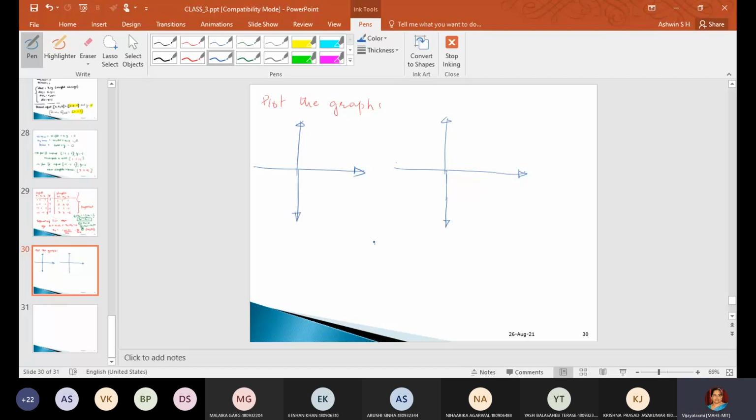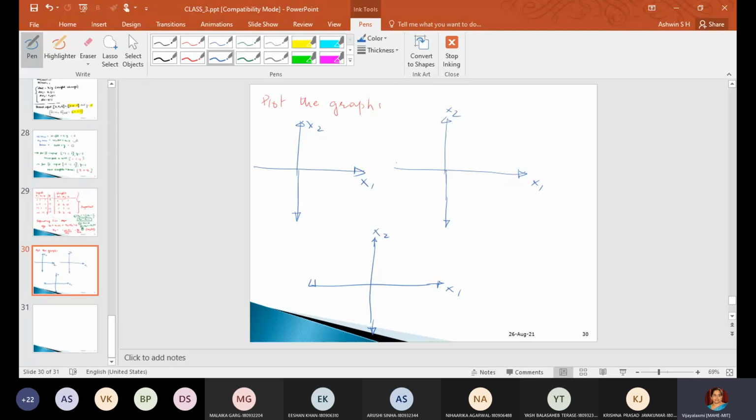This is my third graph. Here there are only 3 graphs because the last 2 equations are the same. This is my x1, this is my x2, this is x1, and this is x2. So you plot all the graphs.